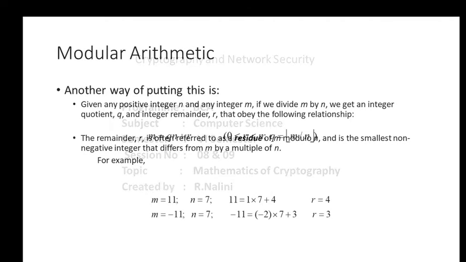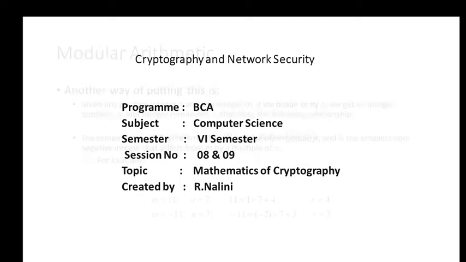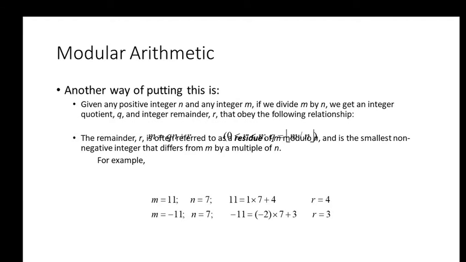Everyone, in this session we are going to discuss the mathematics of cryptography, that is, modular arithmetic. Another way of putting this: given any positive integer n and any integer m, if we divide m by n, we get an integer quotient q and an integer remainder r that obey the following relationship. The remainder r is often referred to as the residue of m modulo n, and is the smallest non-negative integer that differs from m by a multiple of n.